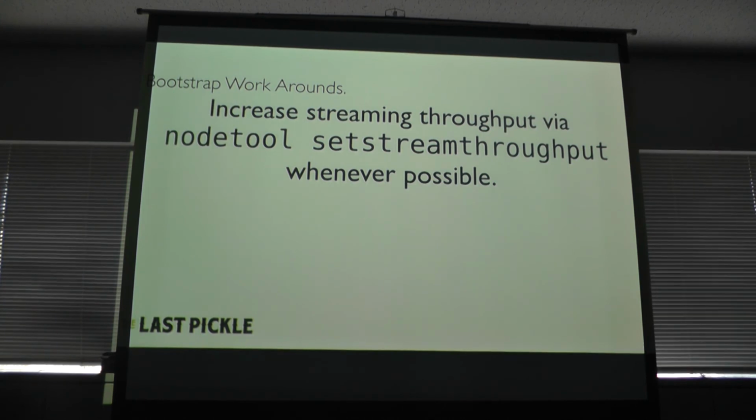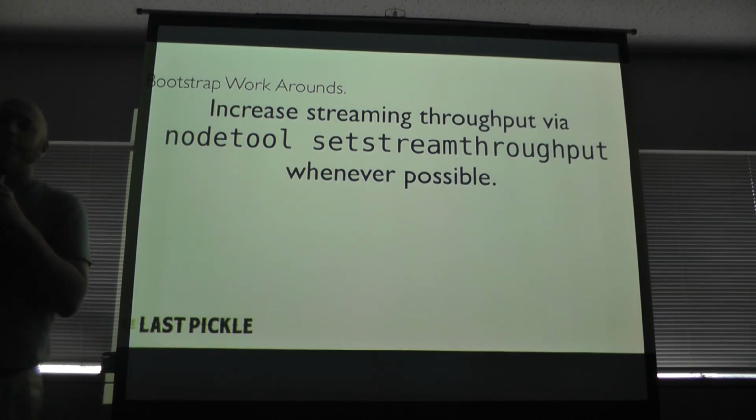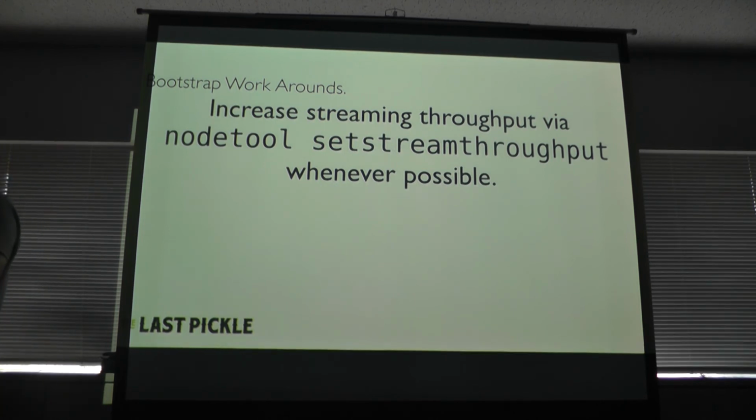When bootstrapping new nodes into the system, you can temporarily change the streaming throughput using nodetool setstreamthroughput. You can disable it by setting it to 0, and so it will go as fast as it can. This is something you can do out of hours. So if you've got a downtime at night, you can increase the streaming throughput and try to get more work through at night. When you come in the next day and you've got more client requests, you can throttle it back again.